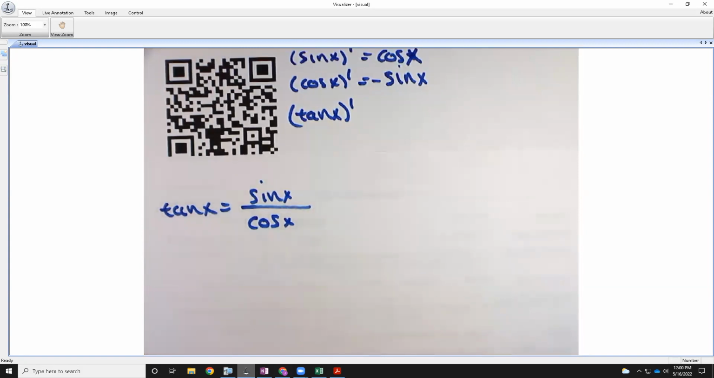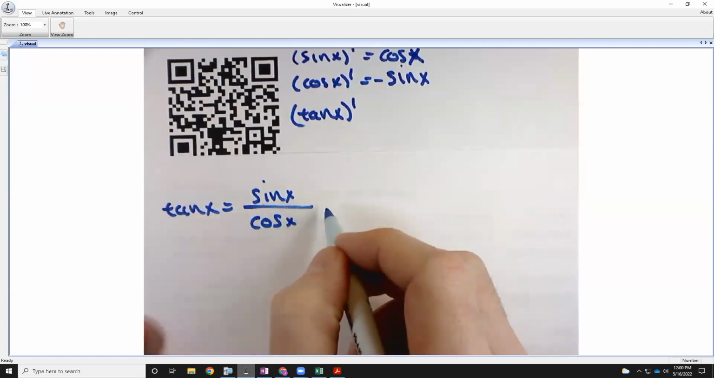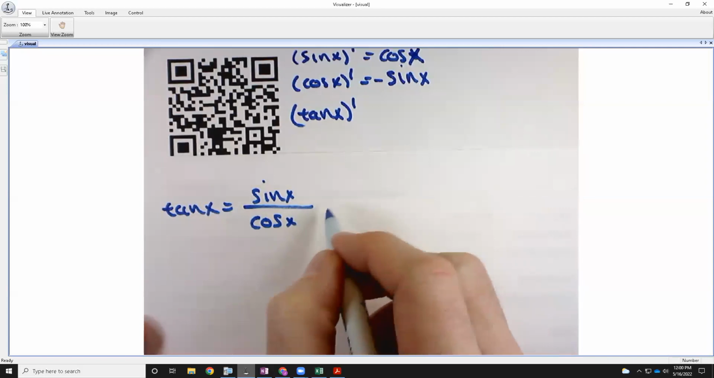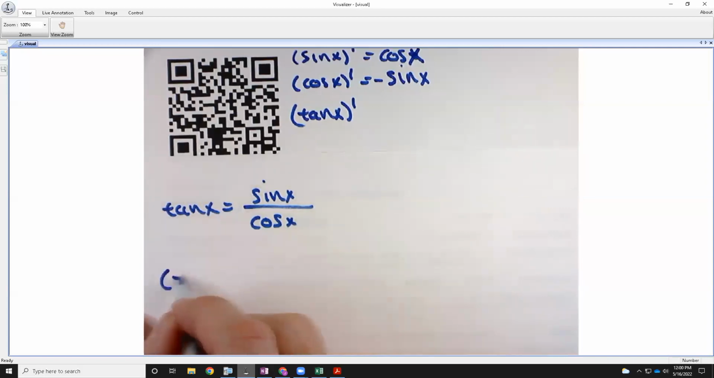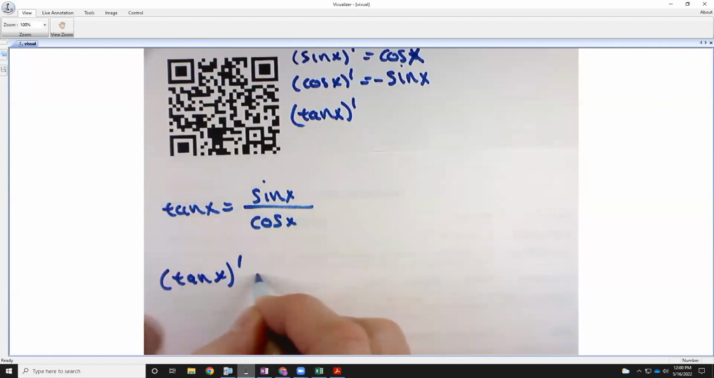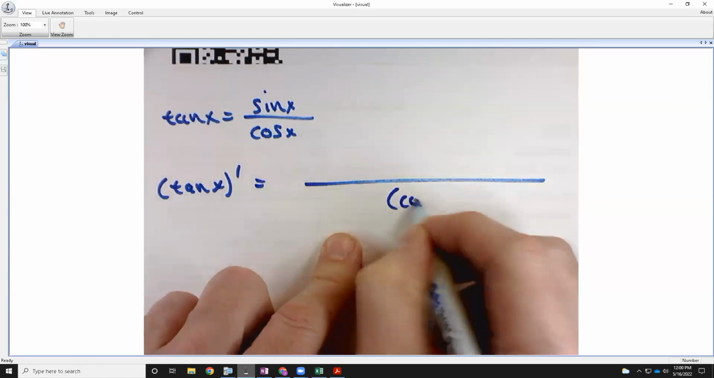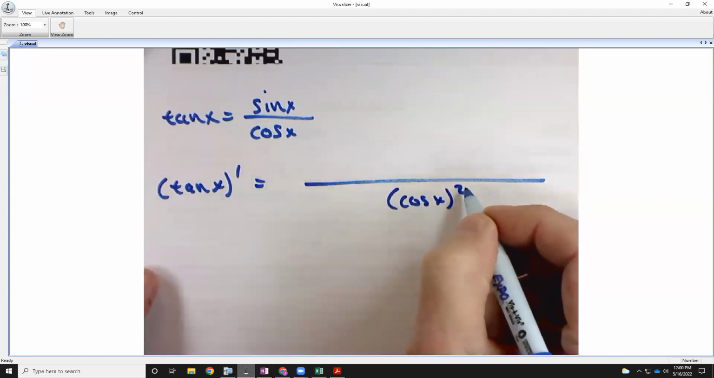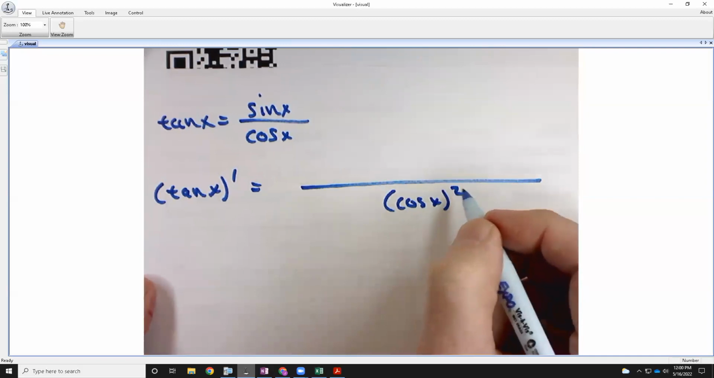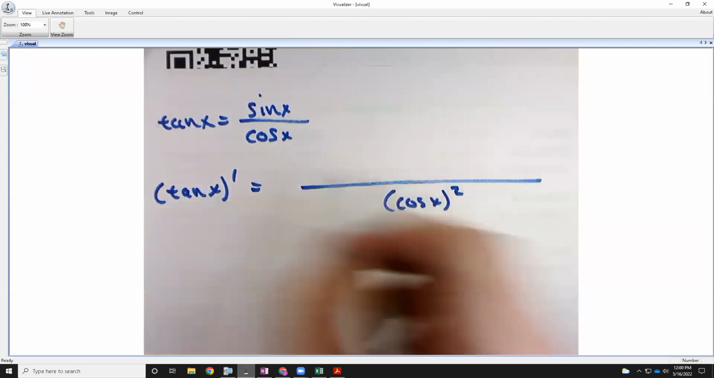What do I have to do to find the derivative of sine of x over cosine of x? What rule do I have to use? I think, is it Jackson? Say again? What rule do I have to use here? Yeah, use the quotient rule. All right, so the derivative of tangent of x prime is going to be the square of the denominator. So cosine of x squared. And then what? Alexandra, what should I start out with up here?